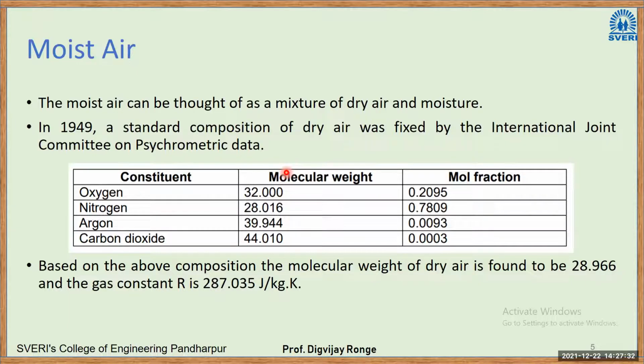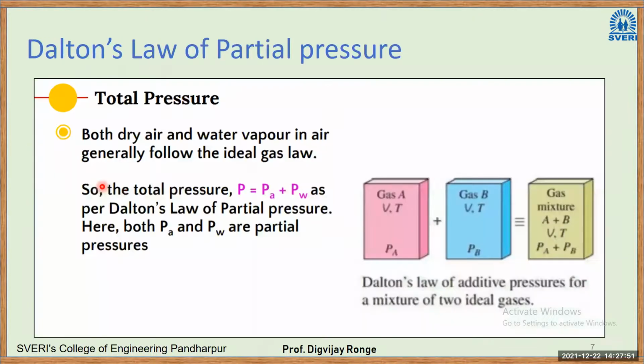Now, moist air, as we discussed, contains dry air and water vapor. In dry air, we already know we have oxygen 21% by mole fraction, 78% nitrogen, and the remaining 1% is constituted by other gases. Then we came across the concept of Dalton's law of partial pressure: the total pressure is the summation of the partial pressures of its gases. In moist air, we have dry air and water vapor. They have their individual pressures, which we call partial pressures. The summation of these partial pressures gives you the total pressure in the atmosphere.